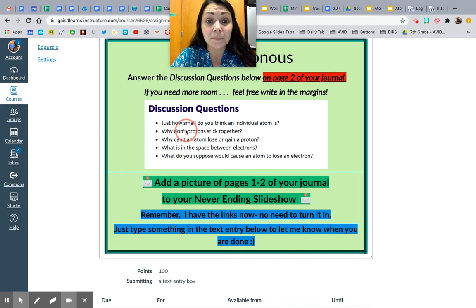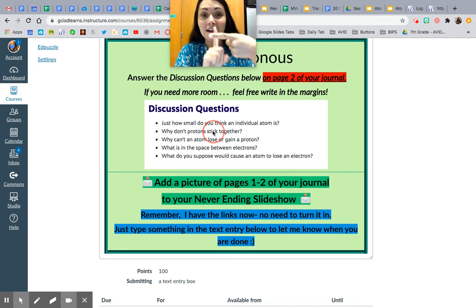So they're teeny tiny. Protons don't stick together because like charges repel. And if protons are positive, then two same charges repel. Think about a magnet. If you have two north poles, you go to push together as hard as you can and they keep bouncing back. Opposites attract. So a plus and a minus would attract. So protons don't stick together because they're the same charge and they repel. And thankfully, those neutrons are there in the nucleus to kind of help them stick together.